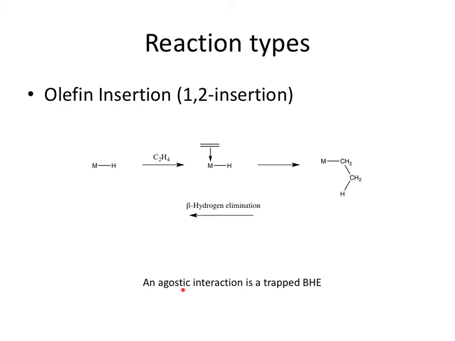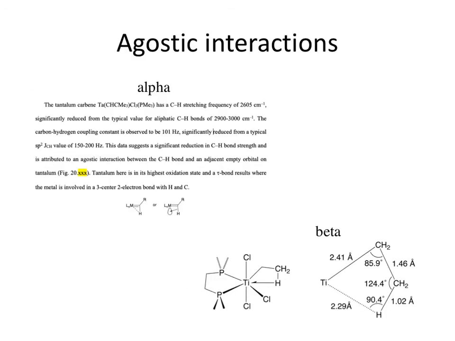An agostic interaction is a trapped beta hydride elimination, which I'll show on the next slide. So you can have both alpha and beta agostic interactions. This is shown in the textbook chapter. But here we have a hydrogen that is on an alpha carbon, and for some situations where there's an empty orbital on the metal and it really wants some additional electron density, you can actually severely distort this group. You would normally expect 120-degree bond angles around that carbon. You would expect sort of a normal CH bond.